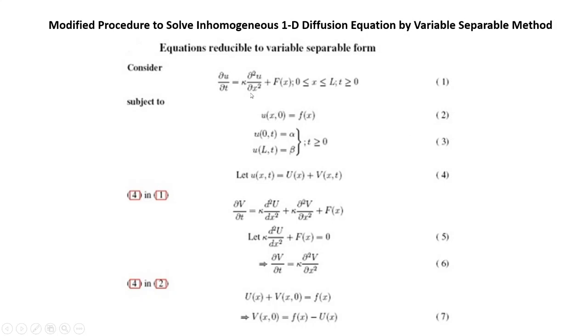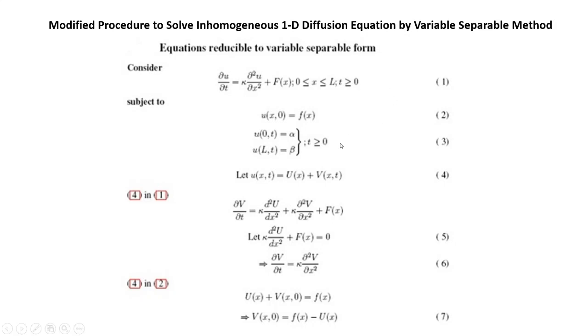So as I told you, this is an inhomogeneous equation which can be reduced to variable separable form by slightly modifying the procedure that we have seen while solving the one dimensional heat equation using the Fourier decomposition method or variable separable method. If you remember, there we had assumed the solution u of x comma t is equal to the product of a function of x and a function of t, that is capital X into capital T, where capital X was a function of x and capital T was a function of t.